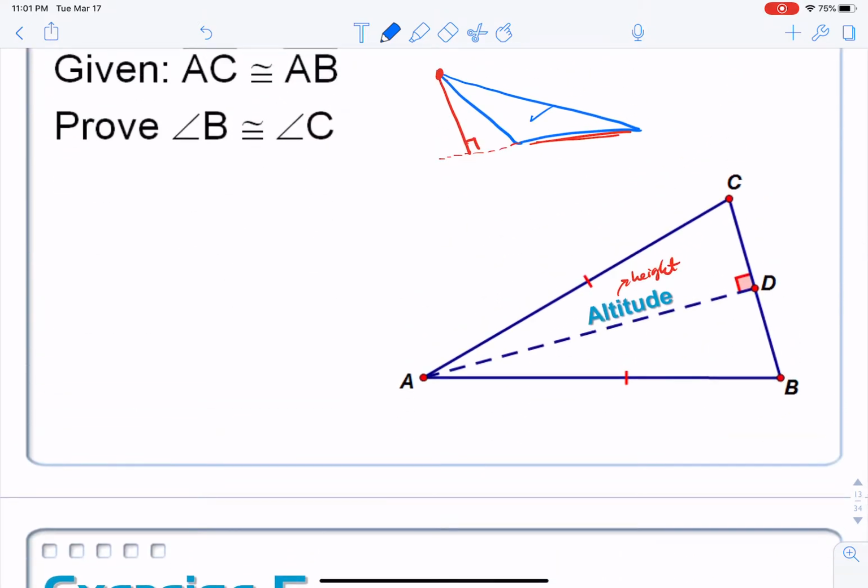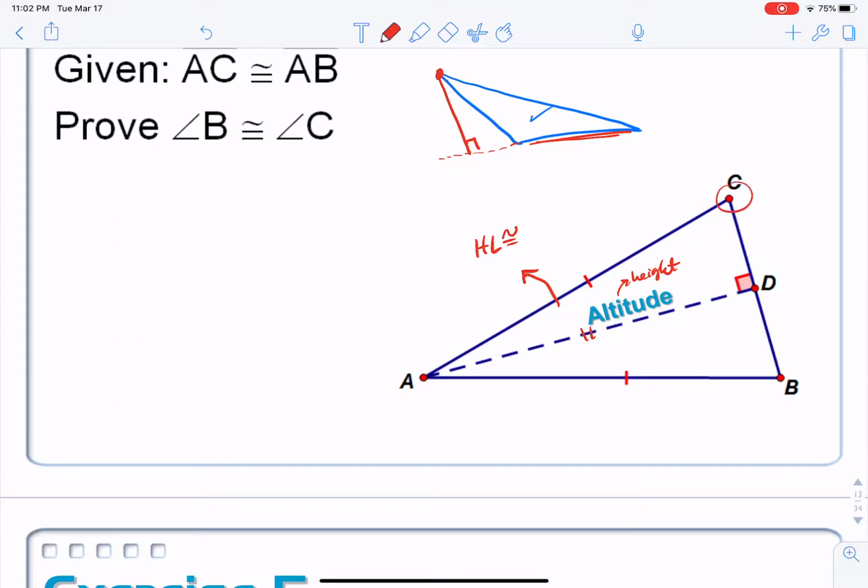This time we've got our altitude being congruent to itself, of course. We've got a reflexive property there. It's isosceles, so those two sides are congruent. It looks like this is side-side-angle again, but it's not, because this is a right triangle, and of course the right triangles have an exception. They're a special case here, which becomes hypotenuse leg.